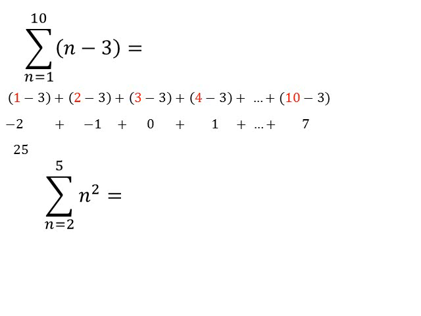Okay, the next one, the tricky part, is to look at the bottom index. This one doesn't start at 1, this one starts at 2. So you have to start at 2 as well. So we don't have 1 squared because it doesn't start at 1. We start with 2 squared, and then 3 squared, and then 4 squared, and then 5 squared, because you have to square each of them, because that's what the n says to do. So 2 squared is 4, 3 squared is 9, 4 squared is 16, and 5 squared is 25. When you add 4 plus 9 plus 16 plus 25, you get 54.